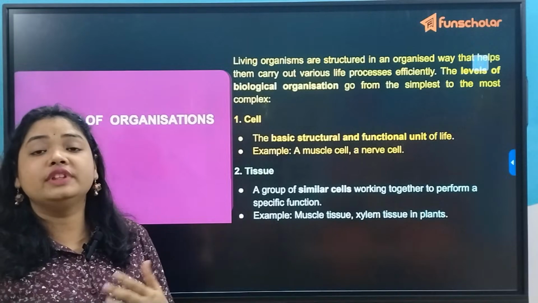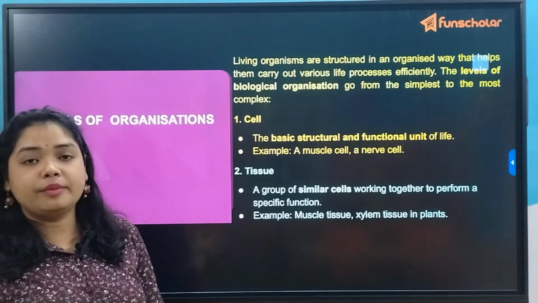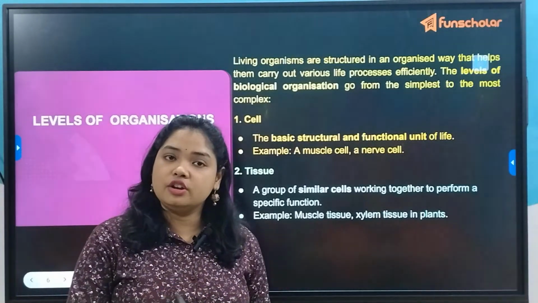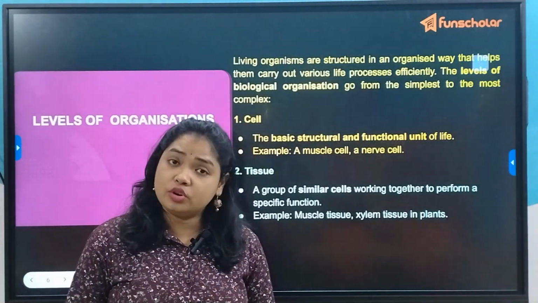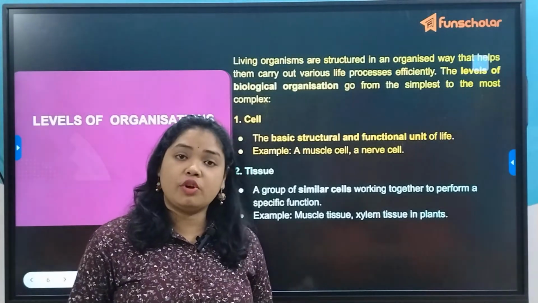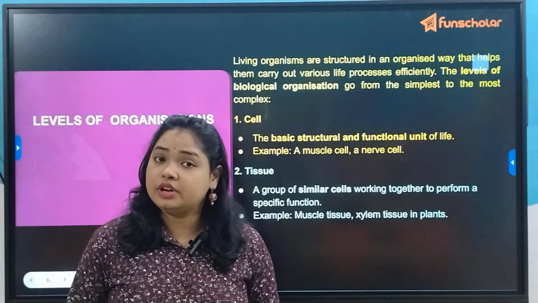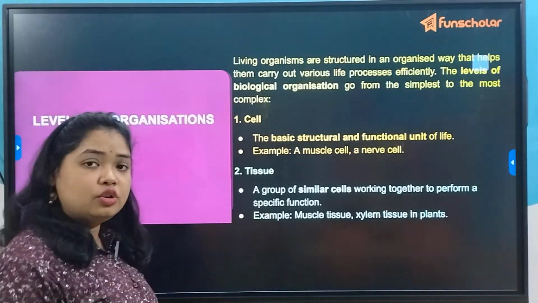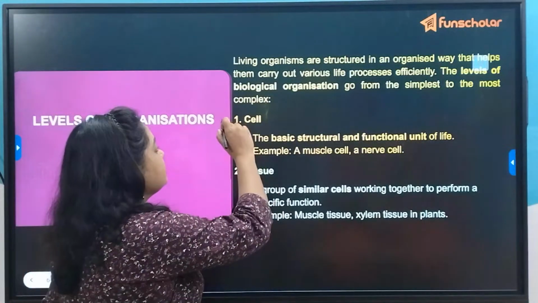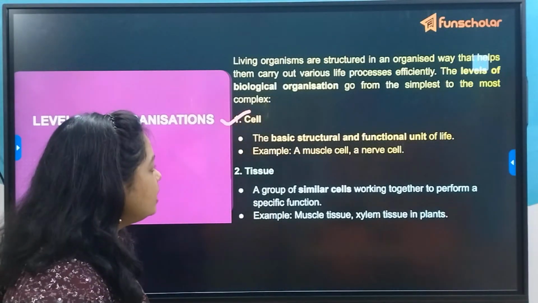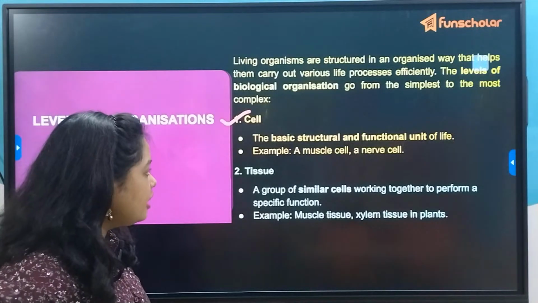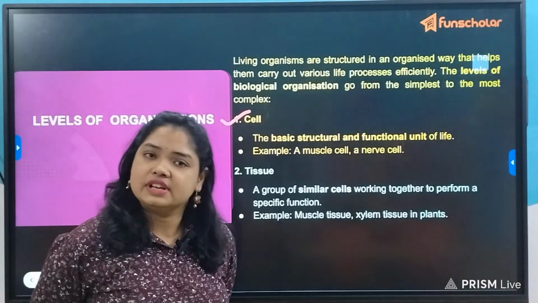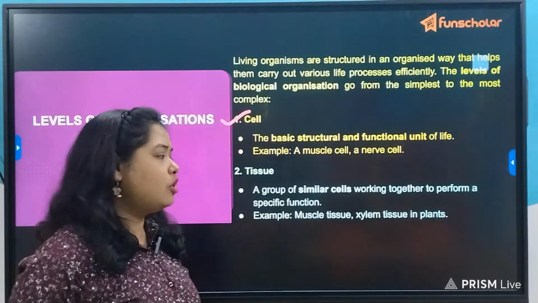If there is some issue in any level, we have to go to the level below that level, so that we can know what the problem is from the root level, and that is why the level above it is unable to function properly. So starting from the lowermost level, that is the cell. We already know it is the structural and functional unit of life, such as the muscle cell, nerve cell. So different types of cells are present in our body.